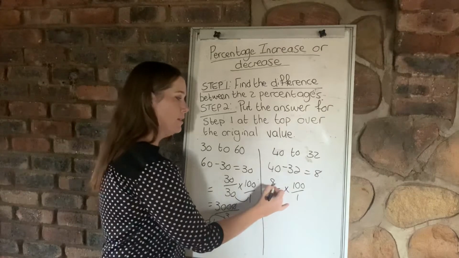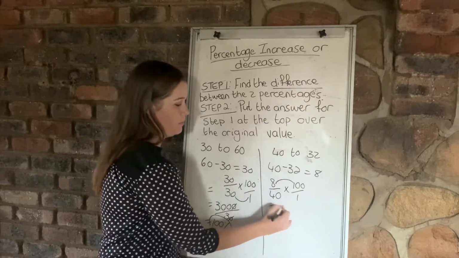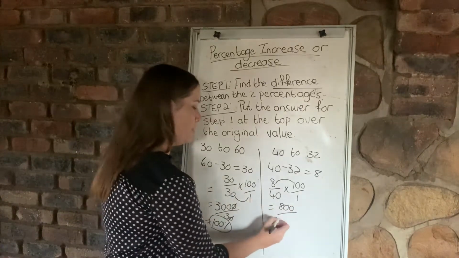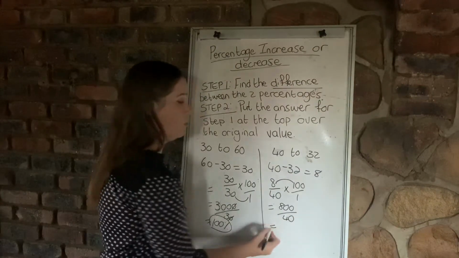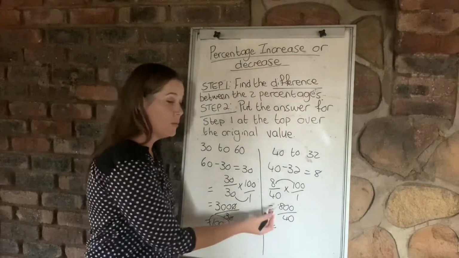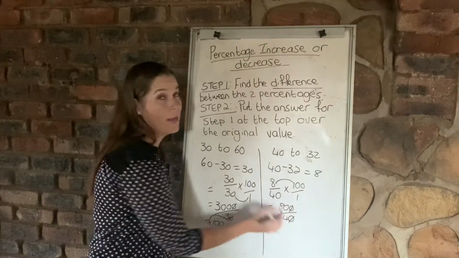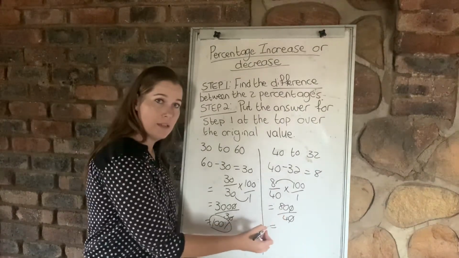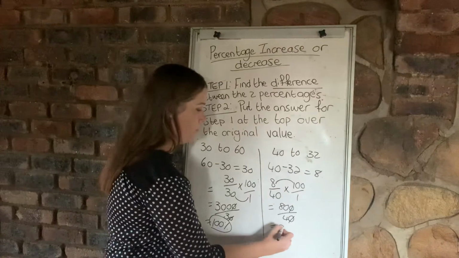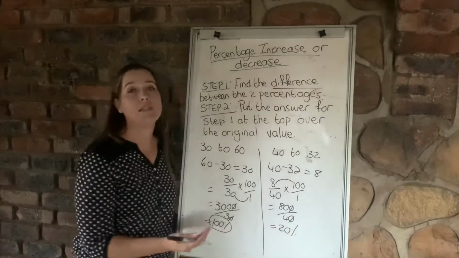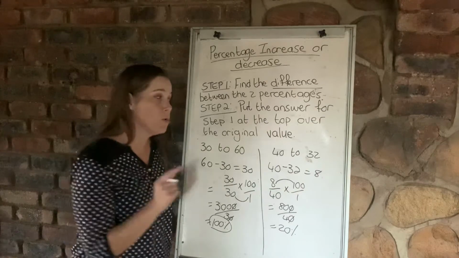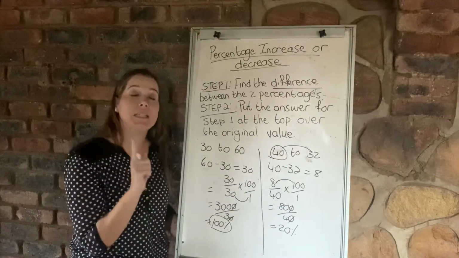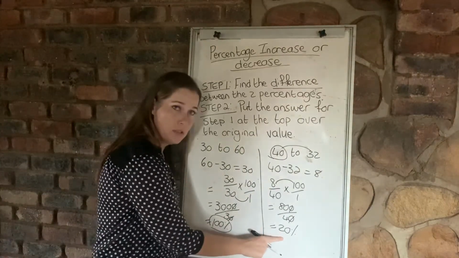Then we say 8 times 100 is 800. And we say 40 times 1 is 40. Now, we have 1 zero at the bottom and 2 at the top, so we can only cross out 1 zero. Then how many times does 4 go into 80? 20 times. So my percentage was a decrease. This is important. Remember, our value went from 40 to 32, so it became less. So it's a decrease. So the percentage decrease was 20%.